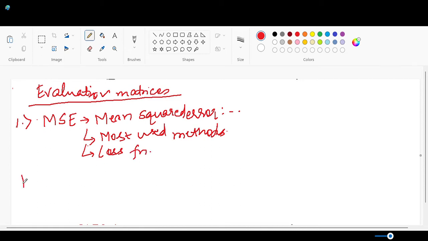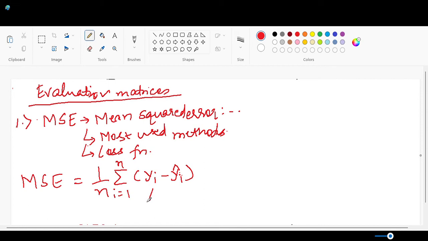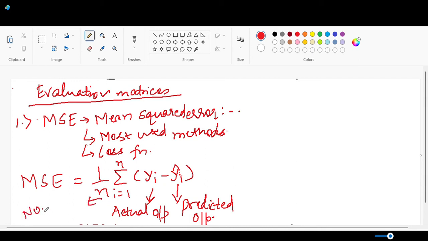इसका फॉर्मूला बहुत सिंपल है. इसका फॉर्मूला कुछ ऐसा दिखता है जिसमें कि हम i equal to 1 to n summation (yi minus yi hat) whole square, divided by n. Now let's try to understand this formula. ये yi is actually your actual output, and yi hat is your predicted output, n is number of records. And one thing I forgot here is square. This is mean squared error, the mean of the square of the errors.